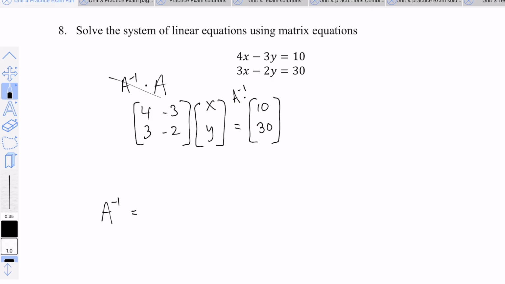So the inverse of A we find using the formula 1 over AD minus BC. That's the scalar multiplier. And then D and A switch spots, B changes sign, and C changes sign, where A, B, and C, D are here. A, B, C, D.